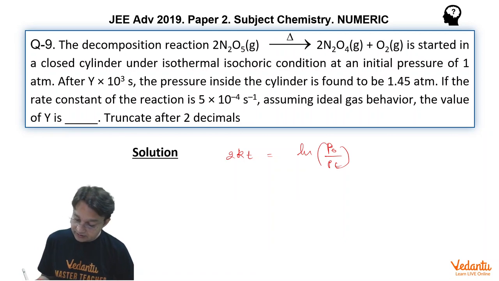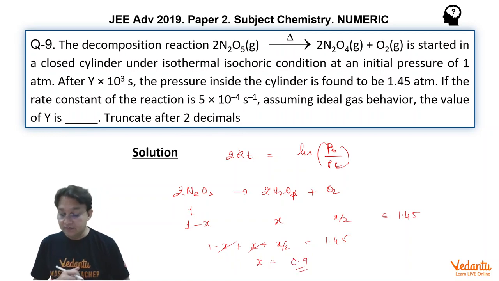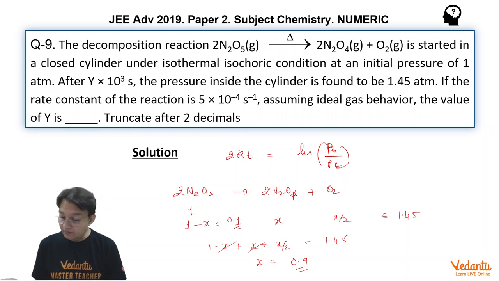To do this, once again, let's write this equation, N2O5 breaking into twice of N2O4 plus O2. And we can see the initial pressure is 1 atm. After some time, the pressure will become 1 minus x. This will be x and this will be x by 2. And it is given the sum of these pressures at time t is equals to 1.45 atm. Upon solving, we can get 1 minus x plus x by 2 is equals to 1.45, and which gives us that x is equals to 0.9. X is 0.9 means the pressure here will become 0.1. So that means pressure after time t will become 0.1.